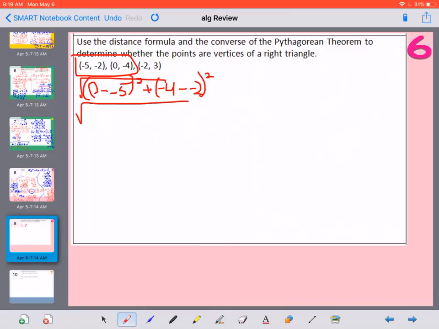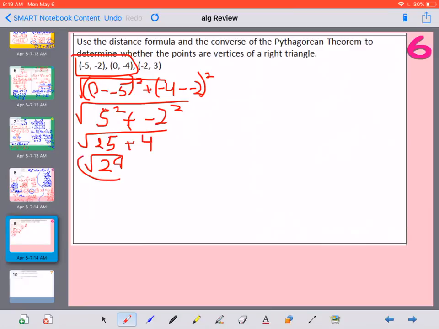Square root of 0 plus 5, well, that gives me 5 squared. Negative 4 plus 2, that's going to give me a negative 2 squared. So I get 25 plus 4, which is the square root of 29. So I'm going to leave it like that for now.